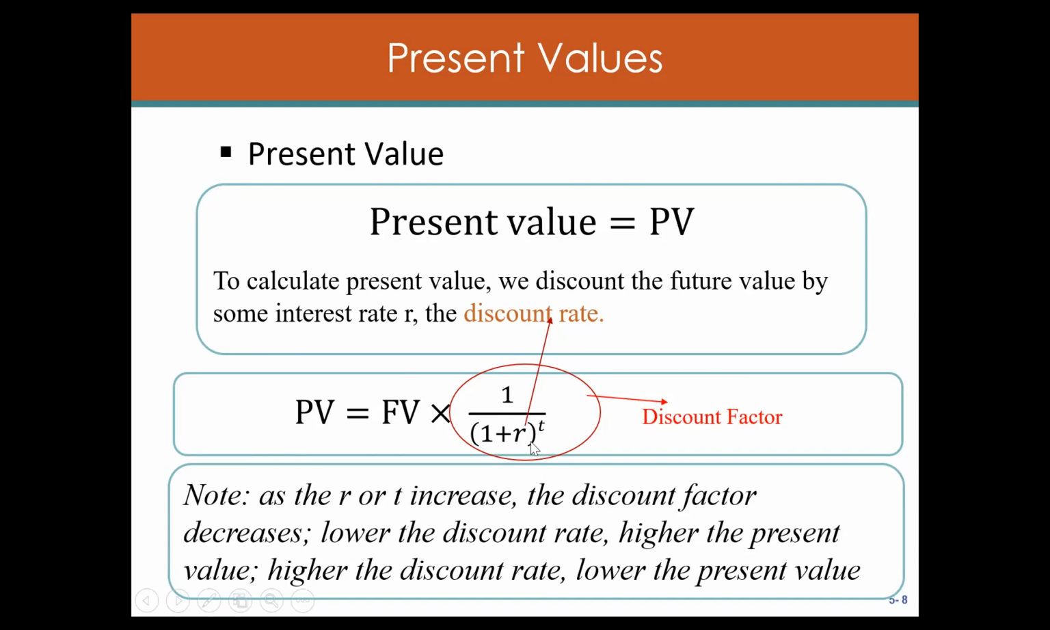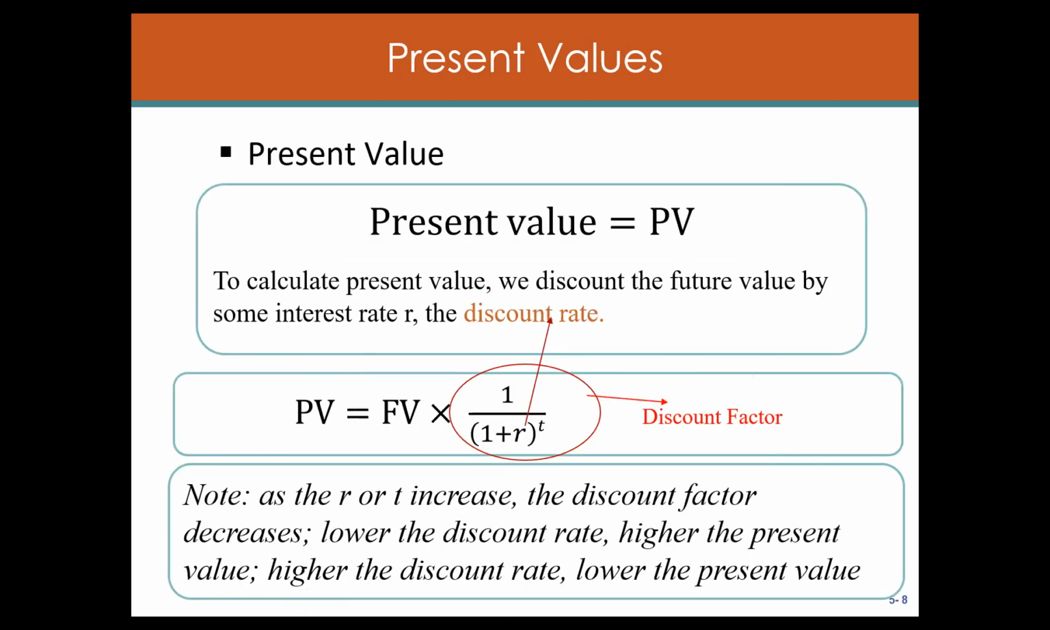The more the discount rate, the more the denominator will be. You're discounting more. Higher the discount rate, you're discounting more, so your present value will be less. Lower the discount rate, you're discounting less, so your present value will be more. And the same thing with t. You can go up and down the same way.